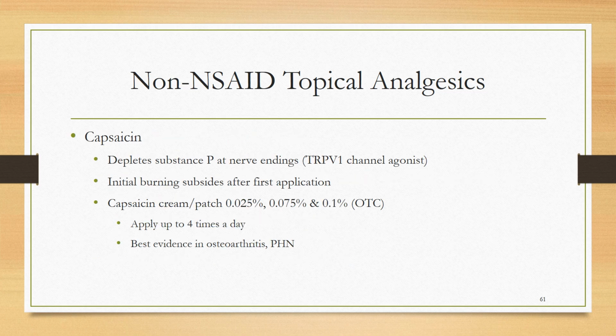And then we have capsaicin. This depletes substance P at the nerve endings. Basically it's pepper in a cream, and you need to make your patients aware it does cause some initial burning, but that usually subsides, and it comes as a cream or a patch. You can apply it up to 4 times a day. Best evidence is really with osteoarthritis and post-herpetic neuralgia. It does work though. So that is the end of our pain management slide set.